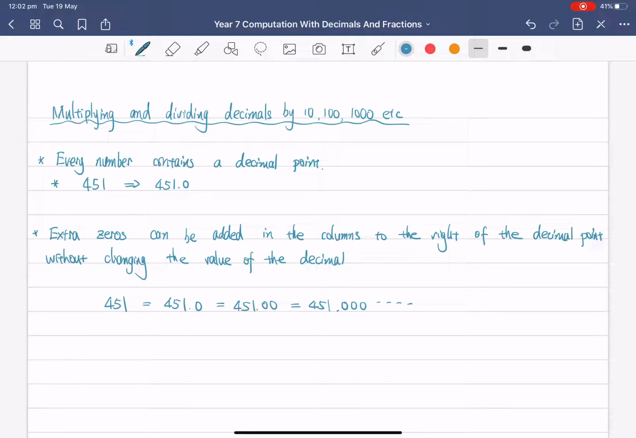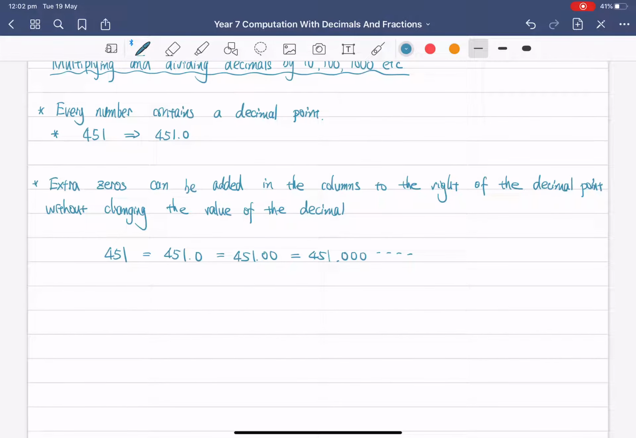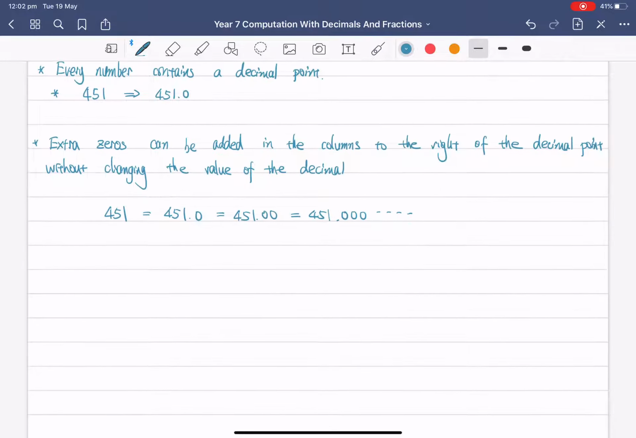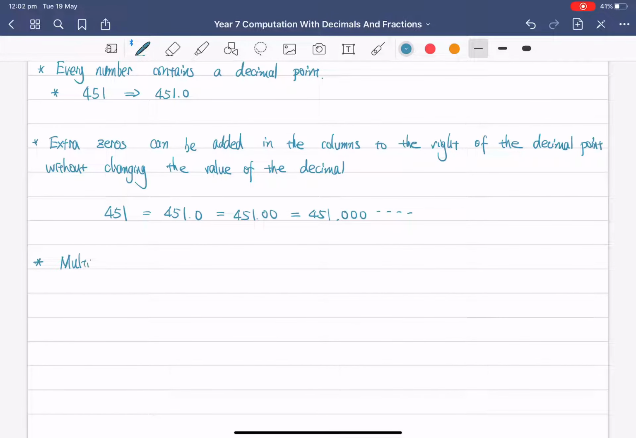Once you understand this important concept, we can now multiply and divide decimals by 10, 100, and 1,000. If we're multiplying decimals by 10, 100, 1,000, and it keeps going, we basically move the decimal point. We're moving the decimal point to the right by the number of places, which depends on how many zeros you have. I'd like to show you.